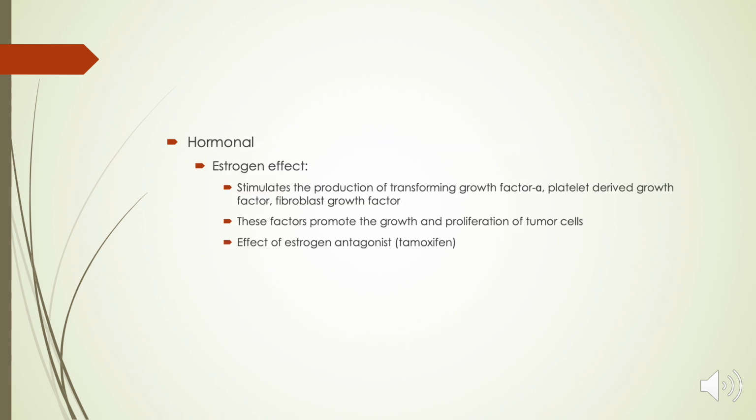So in addition to genetic risk factors, hormonal risk factors are also important, and all of these revolve around the presence of unopposed estrogenic effect. As we mentioned in obesity, post-menopausal hormonal replacement, etc. Estrogen effect results in the production of several factors, including transforming growth factor alpha, platelet-derived growth factor, and fibroblast growth factor. All of these promote the growth and proliferation of tumor cells.